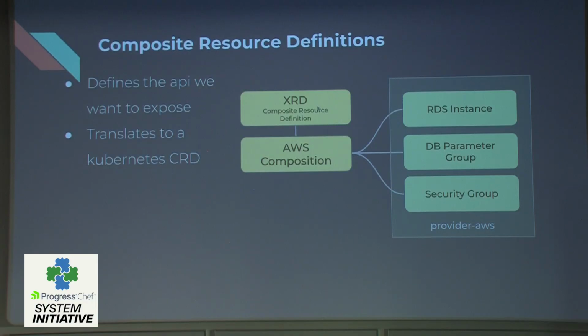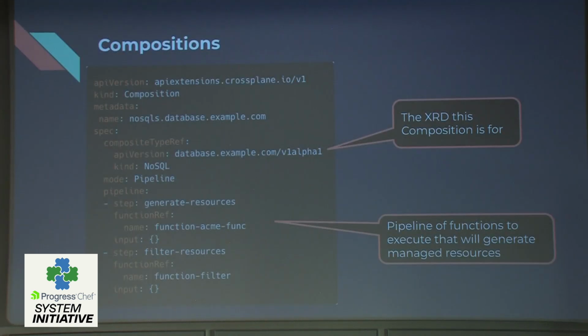So on top of that, we have the XRD, the composite resource definition. This actually defines what it is you want to expose to your developer. And once you create that, Crossplane will create a custom resource definition for you in the cluster for your developers to consume.